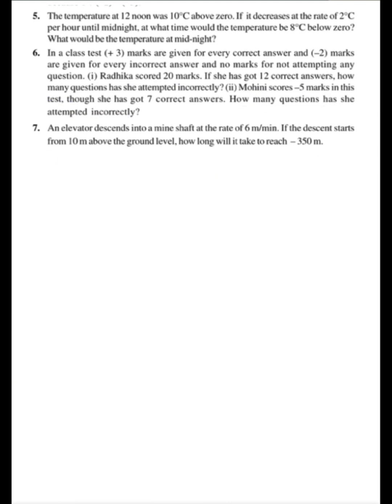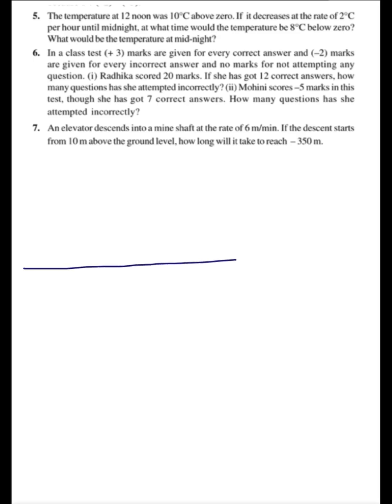The seventh question is: an elevator descends into a mine shaft at the rate of 6 meter per minute. Elevator means lift. It is descending into a mine shaft at the rate of 6 meter per minute. If the descent starts from 10 meter above the ground level, how long will it take to reach -350 meter? So let's draw the picture.